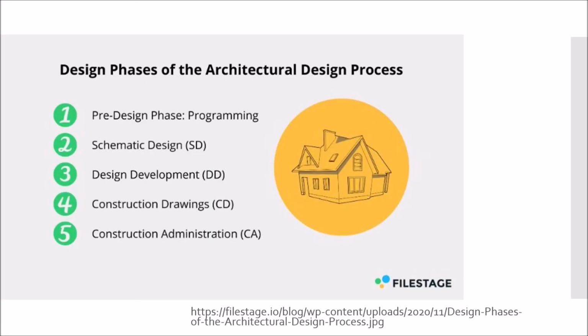There are at least 5 design phases for the architecture design process. The first is the pre-design phase, or programming. This is what makes an architect different from artists. So we create programming first, and then the second phase is schematic design. The third is design development. The fourth is construction drawing, and the last is construction administration. These are the steps that you should take to create architecture buildings.